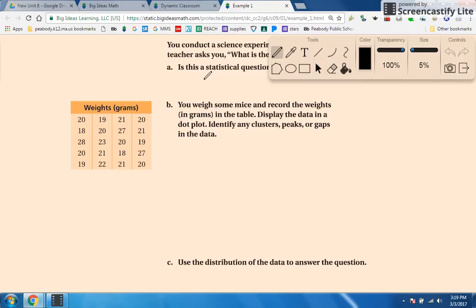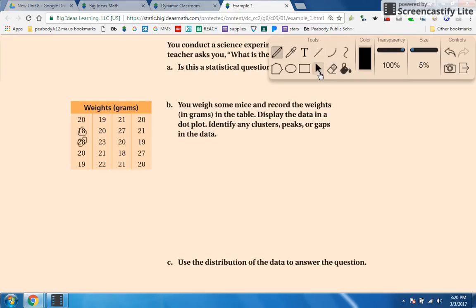Part B, you weigh some mice and record the weights in grams in the table below. Display the data in a dot plot. Identify any clusters, peaks, or gaps in the data. So I'll explain what that is in a second. So the first thing you want to do is find the smallest number and the biggest number. So I'm looking here, I see an 18. I don't think there's anything smaller than that. Nope. And now we want the largest number, which I believe is 28.